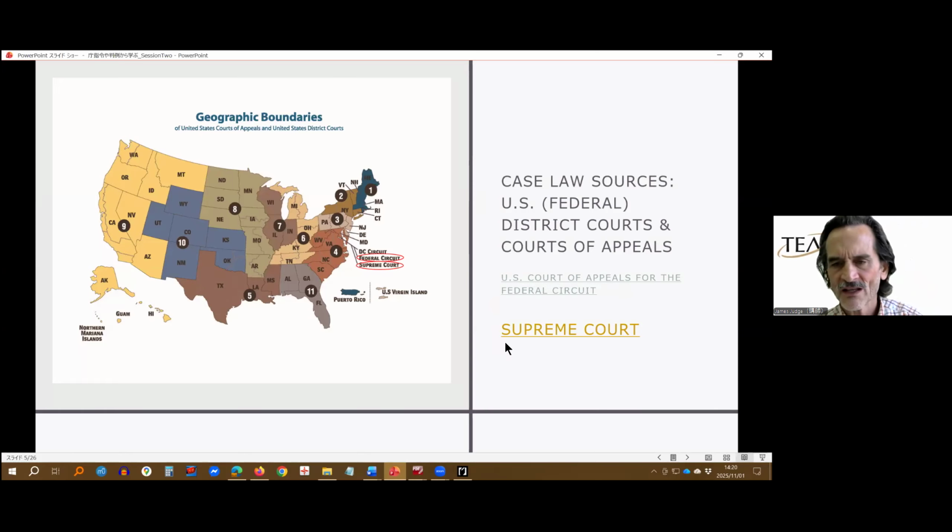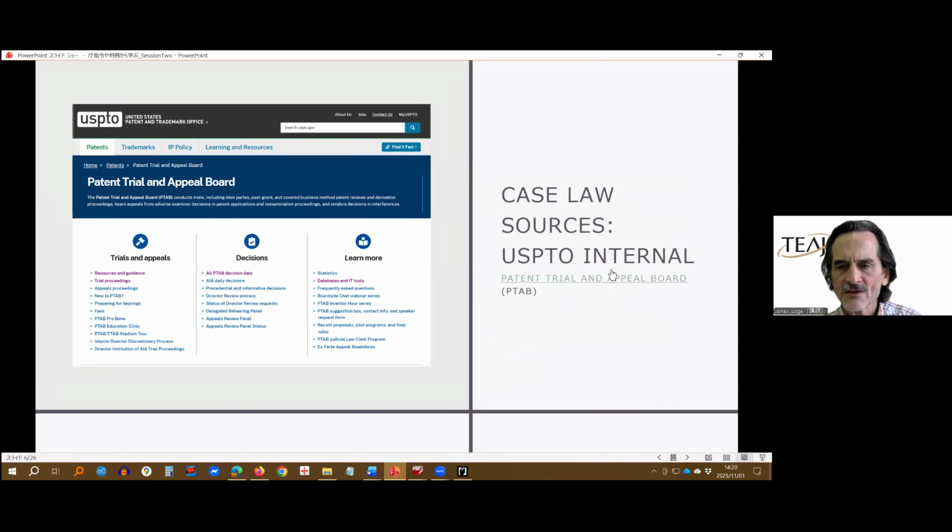But if you're interested in looking at a description of the Federal Circuit, you can find it there, and the Supreme Court as well. On the other hand, the other source of case law is within the USPTO itself, and that's here on this slide. I've indicated where one can go to look at proceedings that are called appeals, or as I just said, the trials for invalidity that were conducted by the Patent Trial and Appeal Board. Its nickname is pronounced PTAB.